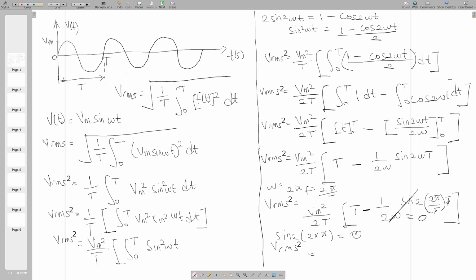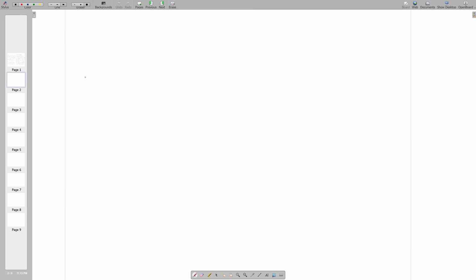VRMS being equal to Vm squared all on 2t multiplying this t. So our final answer will be Vm squared t all over 2t. So VRMS will be equal to Vm squared t all over 2t. So you see that this t will cancel this t. We'll be left with Vm squared all on 2.